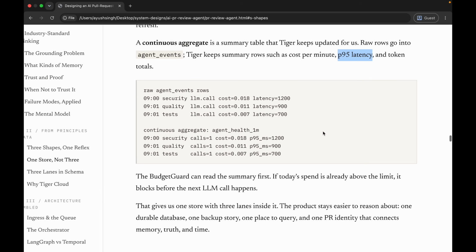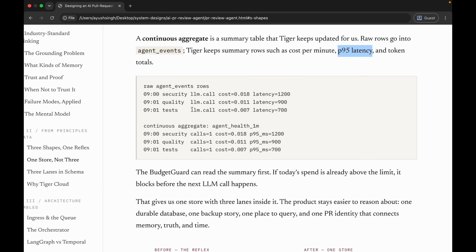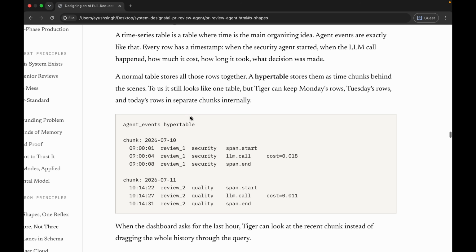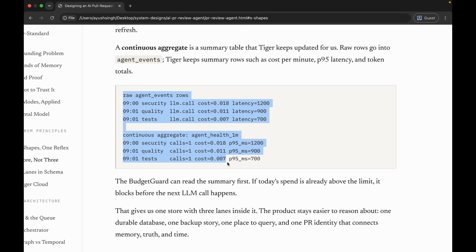Now, the budget card can read your summary first. If you remember, we said we don't want to cross a certain budget, the economics of building an AI agent. So instead of looking at the whole table, it can just look at this particular continuous aggregate, and if today's spend is already above the limit, it will block your LLM. It will not let it go ahead.